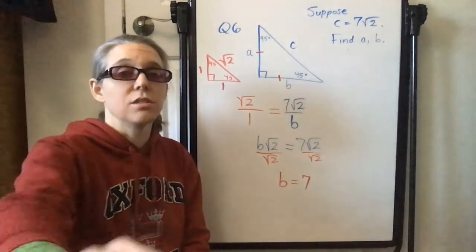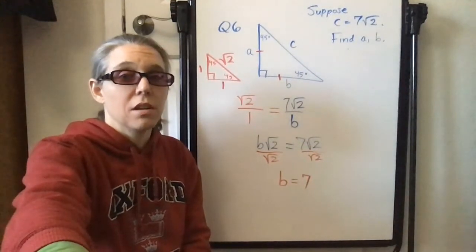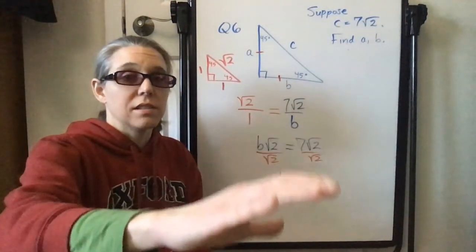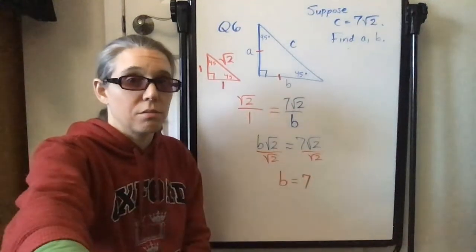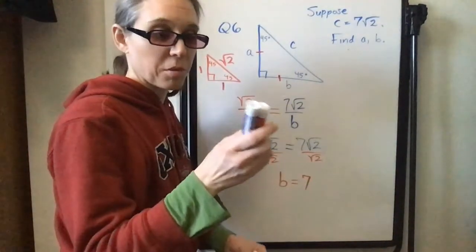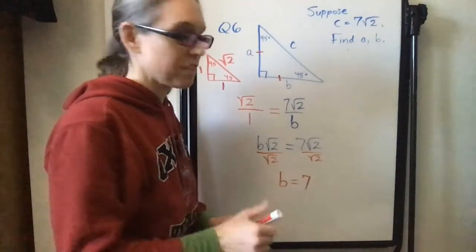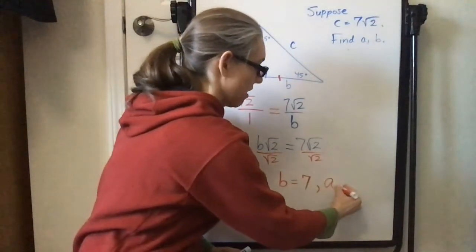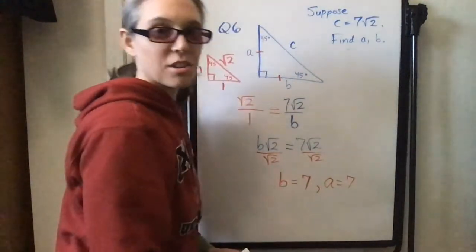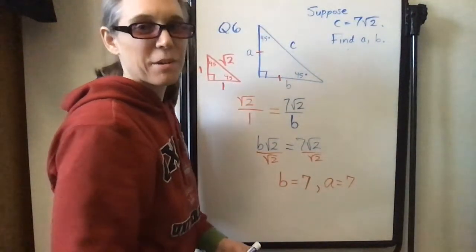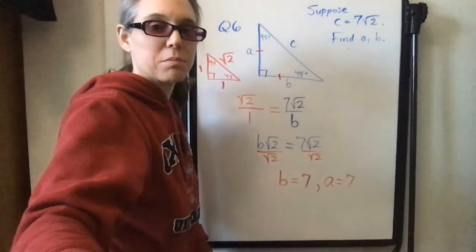Okay, so let's do another problem, going this time from the side length to the hypotenuse. First, before we move on to the next problem, I just remembered I didn't find A. So here we go. A is also equal to 7. There we go. Okay, so next problem.